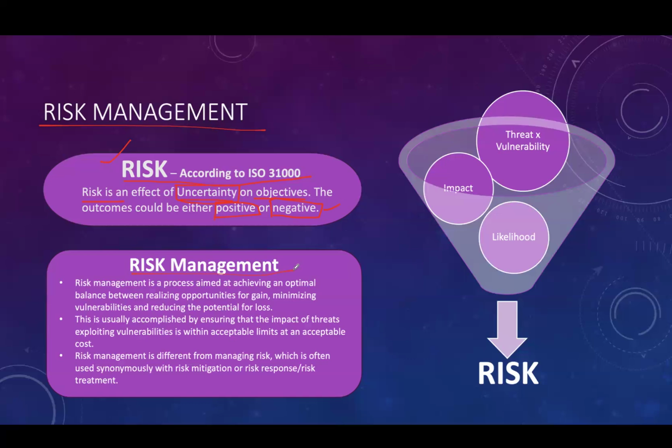Then the risk management. Risk management is a process aimed at achieving an optimal balance between realizing opportunities for gain, minimizing vulnerabilities, and reducing potential for loss. Okay. This is what we have understood earlier, right? So we have to understand what our opportunities are to gain something from this risk. And if we do our cost benefit analysis and this gain is more important for an organization than the loss, then we can keep the risk as it is. But we have to understand we need to minimize our weaknesses and reduce the potential for loss.